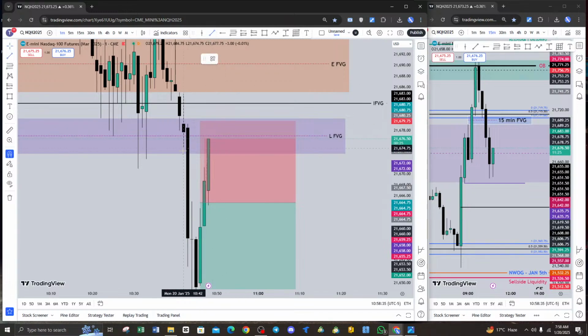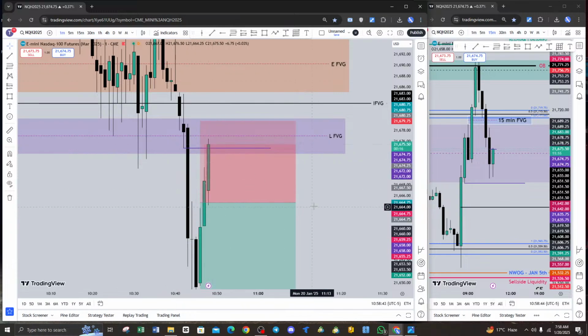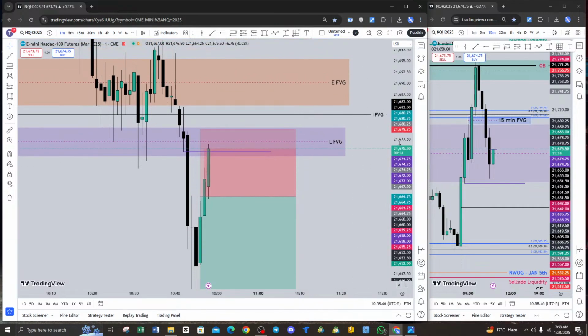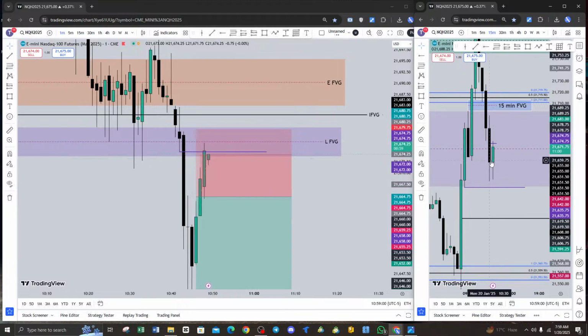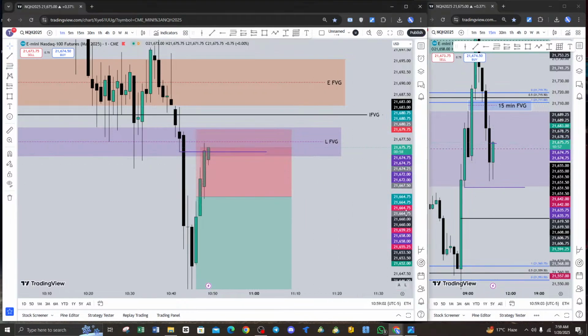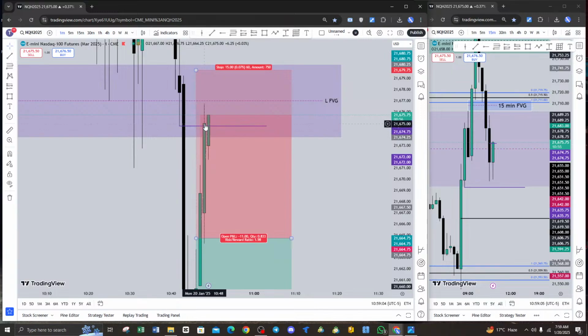If this candle closes above this, I will close my entry and I will look for a candle like this. If this 15 minute candle closes above the 50% of the last 15 minute fair value gap, this zone, then I will consider this a fake breakout. As we can see, the market simply closed above.